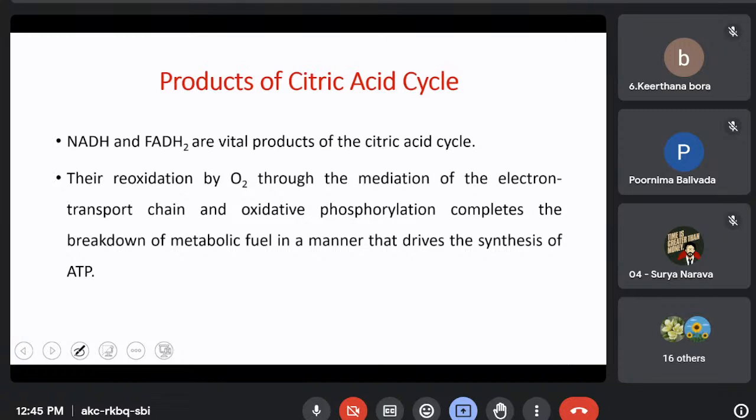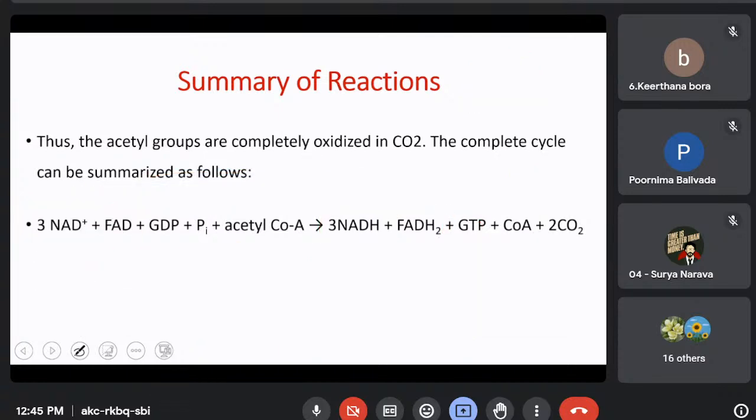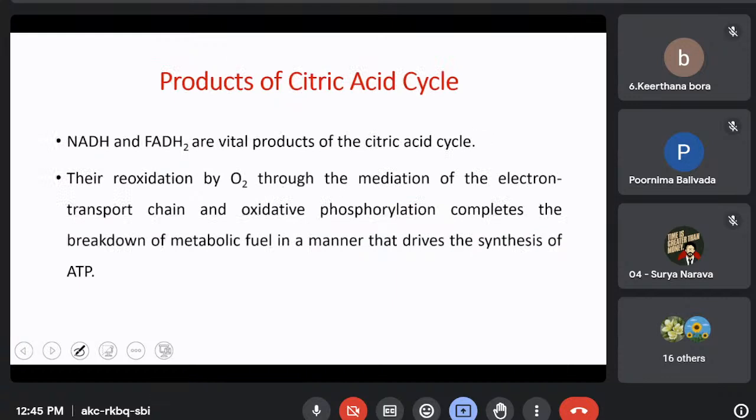Coming to the products of citric acid cycle. So what are the end products of citric acid cycle? The end products are: these are recycled, this is removed, and 1 ATP is formed. But what is required for electron transport system? These two. So the NADH and FADH2 are the vital products of the citric acid cycle. They have to undergo oxidation. And who is going to oxidize them? It is the oxygen that is responsible for the reoxidation.